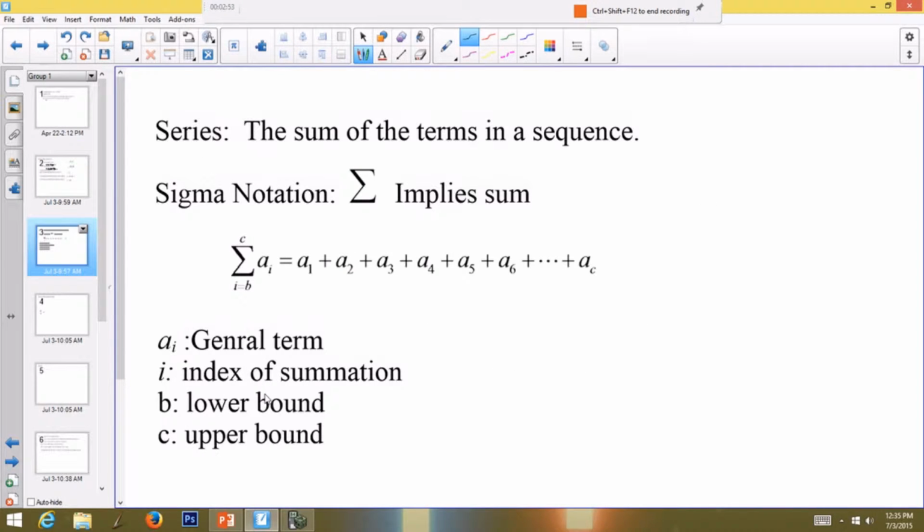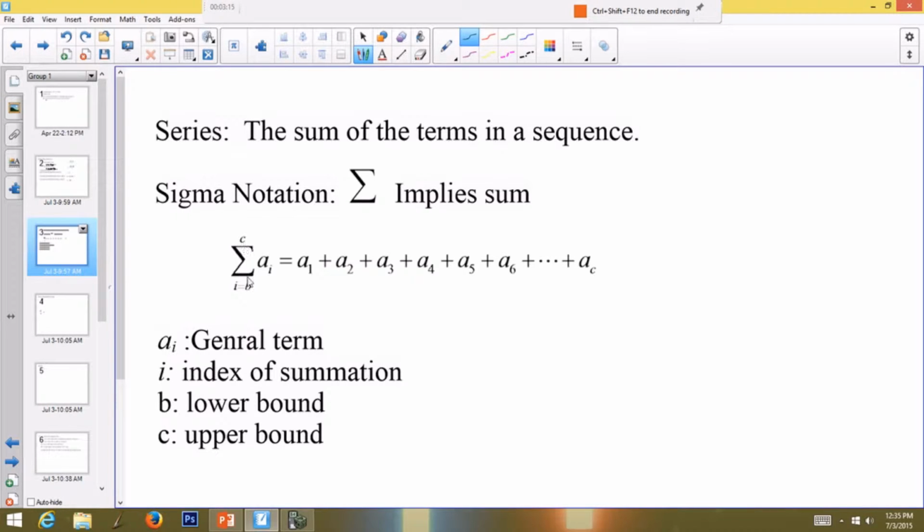Okay, so let's talk about a series. A series is the sum of terms in a sequence, which I showed in the last page. Whenever you see this sigma symbol there, it is going to imply a sum. And what you'll see usually is just this part. So you'll see an indexing system. So here's our variable, here's my lower bound, here's my upper bound.